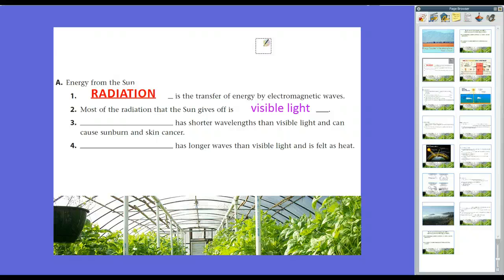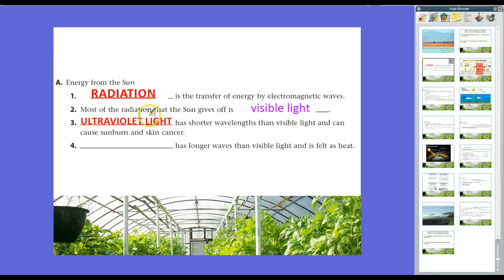Now, let's actually define what we're talking about with these ultraviolet and infrared rays. Ultraviolet rays have shorter wavelengths than visible light and can cause sunburn and skin cancer. That's one of the reasons why when you go out in the summer, you get a sunburn. It's not so much the light actually shining on you, it's the ultraviolet radiation hitting your skin and heating it up.